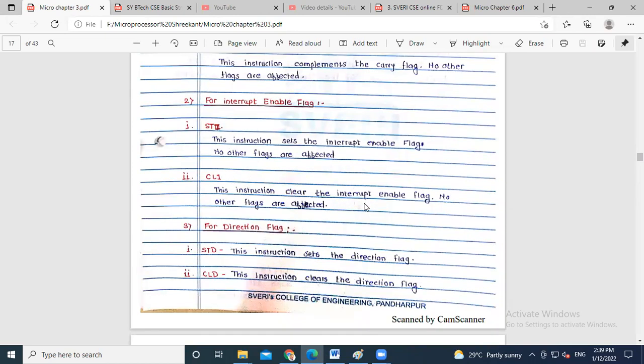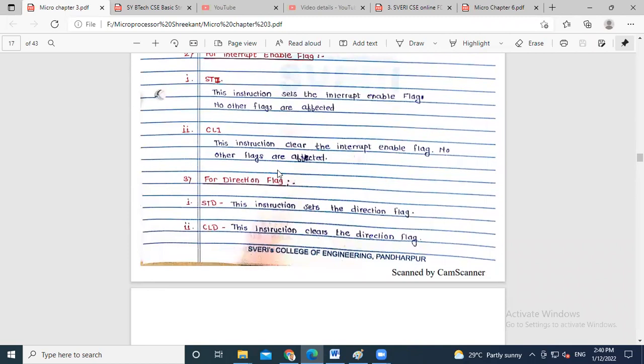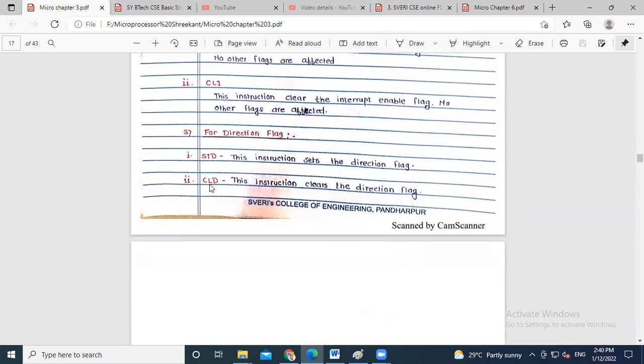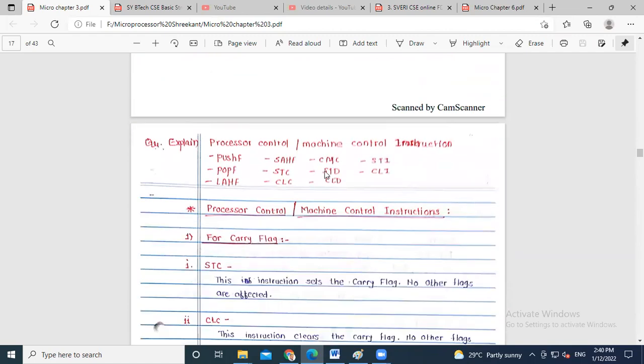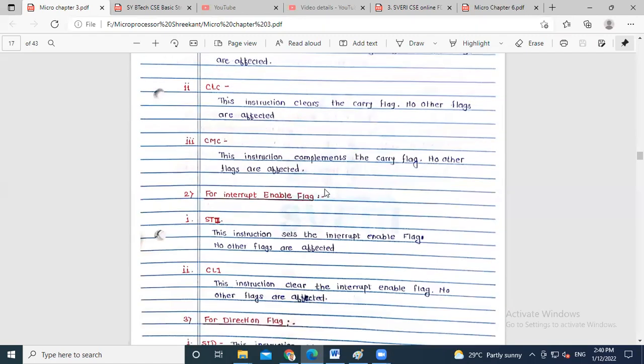CLI means clears the interrupt flag. STI means set the interrupt flag. A number of other flags are affected. And here for the direction flag, that is STD and CLD. STD and CLD are direction flag instructions.